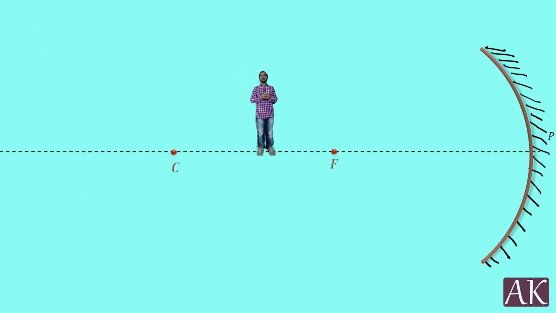All right, so we move to the fourth case now. What is the fourth case? I am standing between the center of curvature and the principal focus. Now where is the image going to be formed?